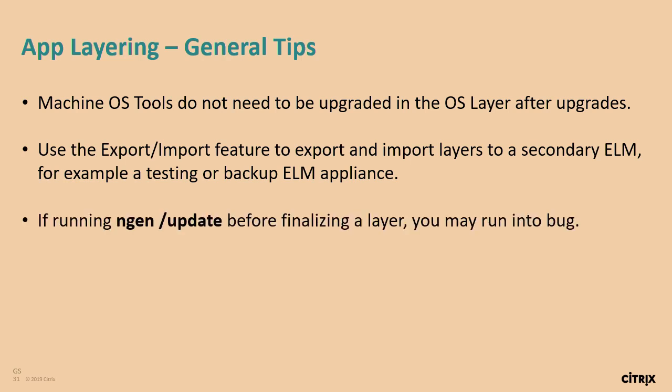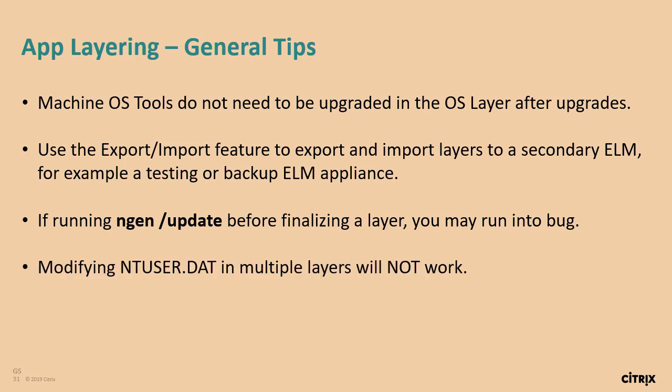If you're running an NGen update to finalize layers, if you use my script, you probably are, there is a bug where the packaging machine will run out of disk space. Citrix are aware of this bug. The workaround for now is disable caching on the connector that publishes out your packaging machine. Modifying user.dat in multiple layers does not work. You can only do it in one layer because they don't merge.